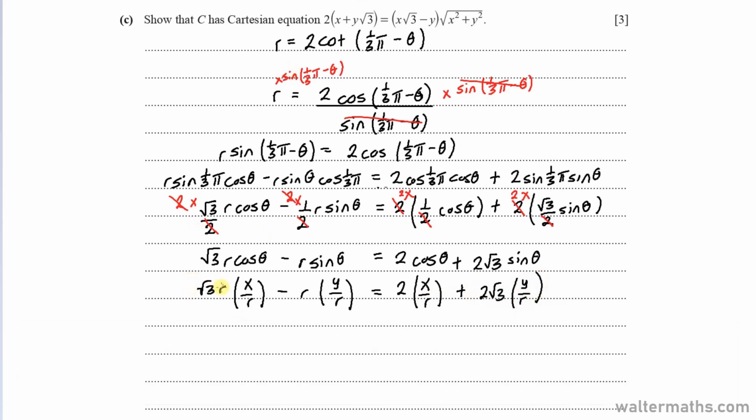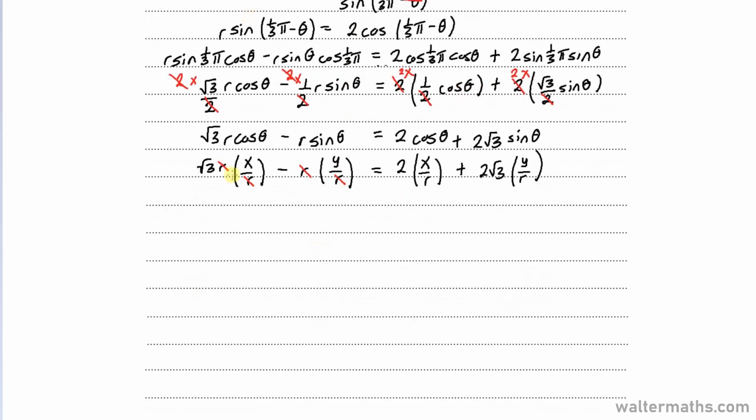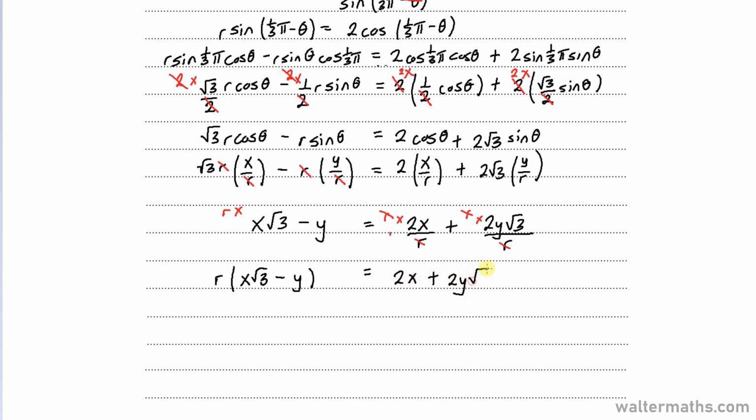Alright. So we know that the r's will again cancel on this side. So on the left side we'll be having x root 3 minus y is equal to, and on the right side we'll be having at the top 2x over r, and that's plus 2y root 3, and it's all over r. So we can multiply both sides by r. So by r and this side by r. So the r's on the left side will cancel out, and we will have the left side as r of x root 3 minus y, and on the right side we'll be having 2x plus 2y root 3.